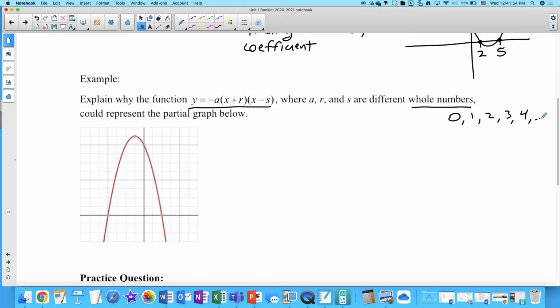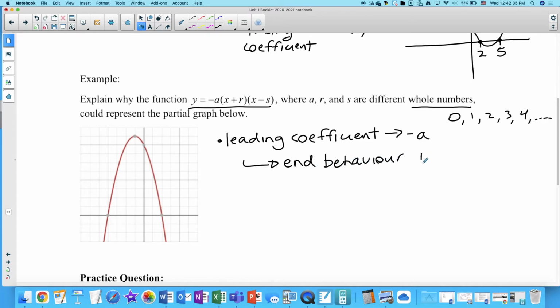Okay? So when you are picking this apart, what I would do is say the leading coefficient is negative a. Now, why does this make sense? Well, if you look at this graph, the end behavior goes from Q3 to Q4, and that is consistent with a negative leading coefficient. Okay, so that makes sense.